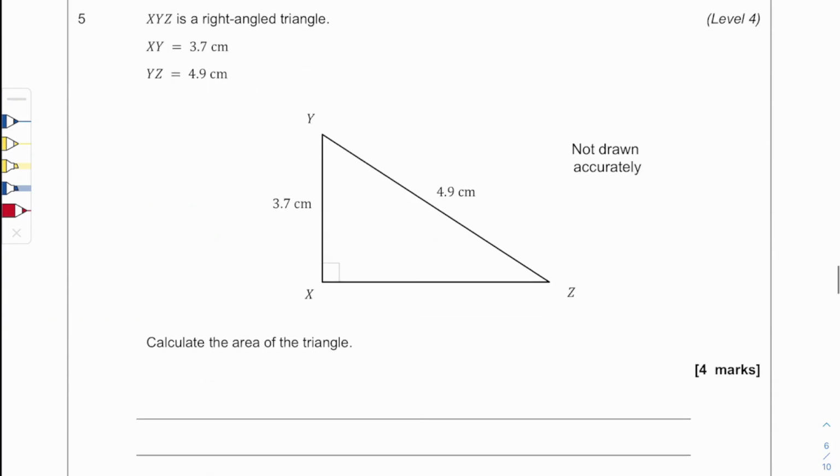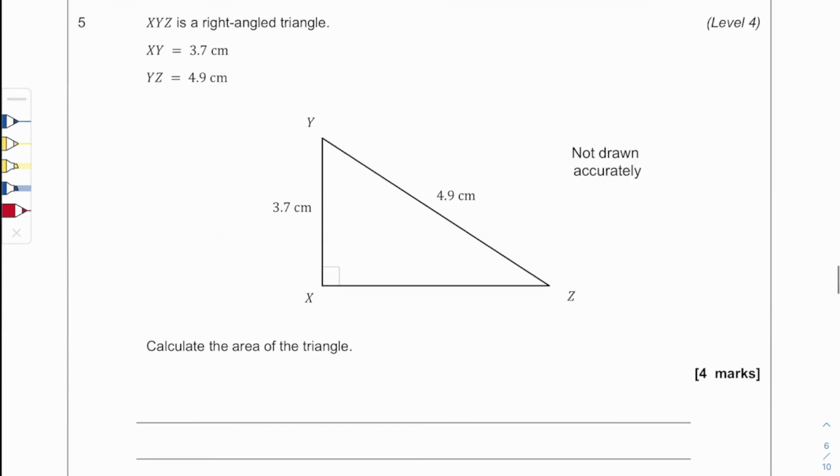Okay, next question is still level 4, and this one's slightly different. It's worth 4 marks, so this is the highest mark question so far, and it says that we need to calculate the area of the triangle. But first of all, we're told that XY is 3.7 centimetres and YZ is 4.9.